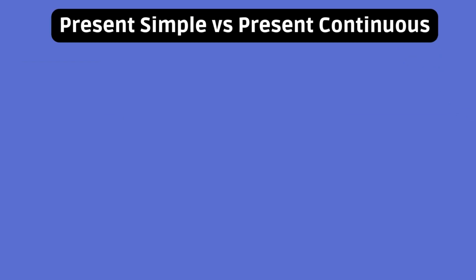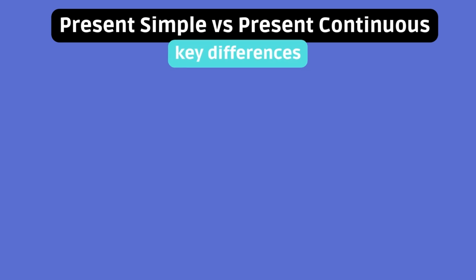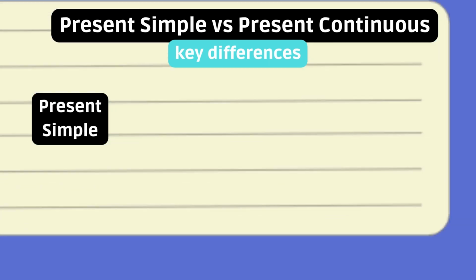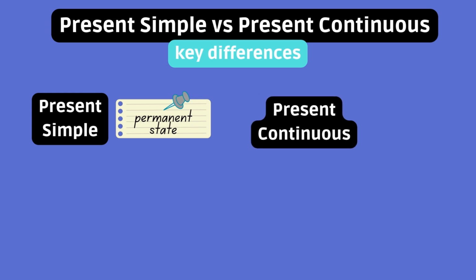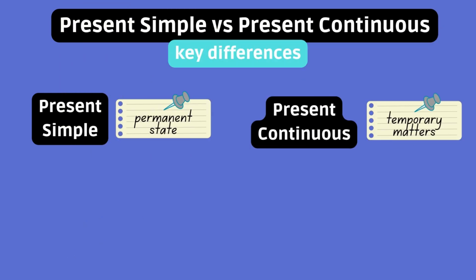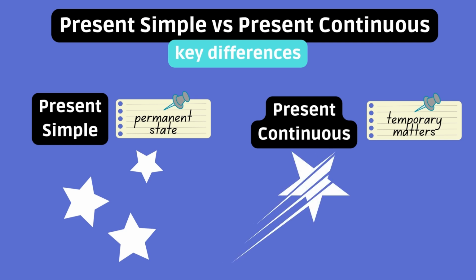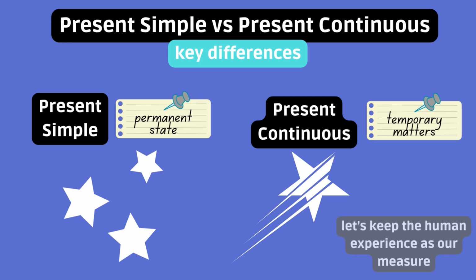Now let's look at key differences. The confusion when using the present simple and the present continuous usually comes from subtle differences in how they convey actions in the present. Remember that the present simple relates to a permanent state, while the present continuous focuses on temporary matters. So it's a bit like a star in the night sky versus a shooting star. The first one will be around for a long time, and the second one has a brief existence.